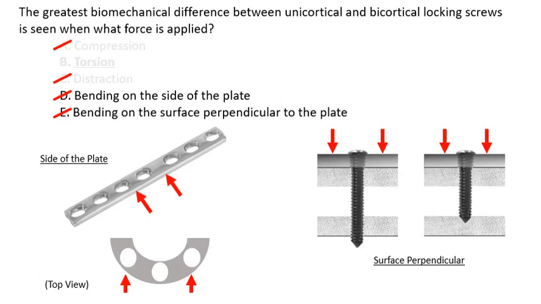In the picture on the right, the force is being applied perpendicular to the plate, or to the top of the plate. With this force, the plate will be bent downwards along the sides of the screw. Once again, the length of the screw does not create a large biomechanical difference with this force.